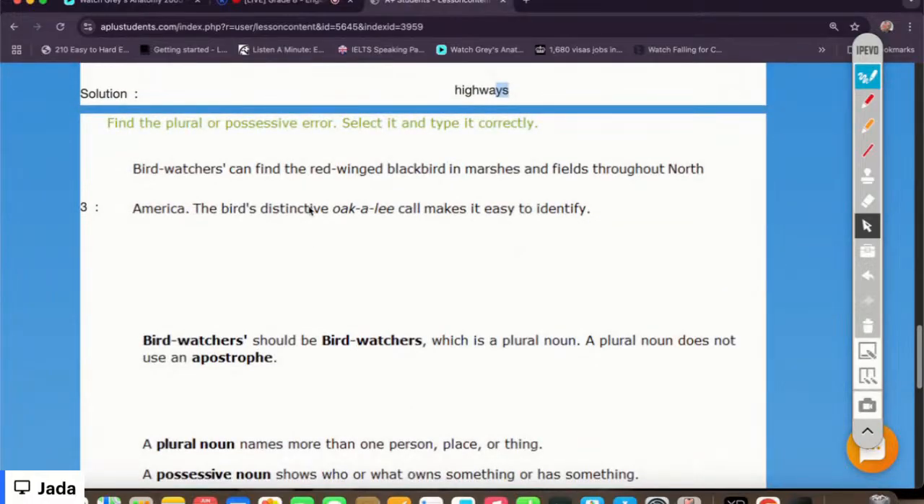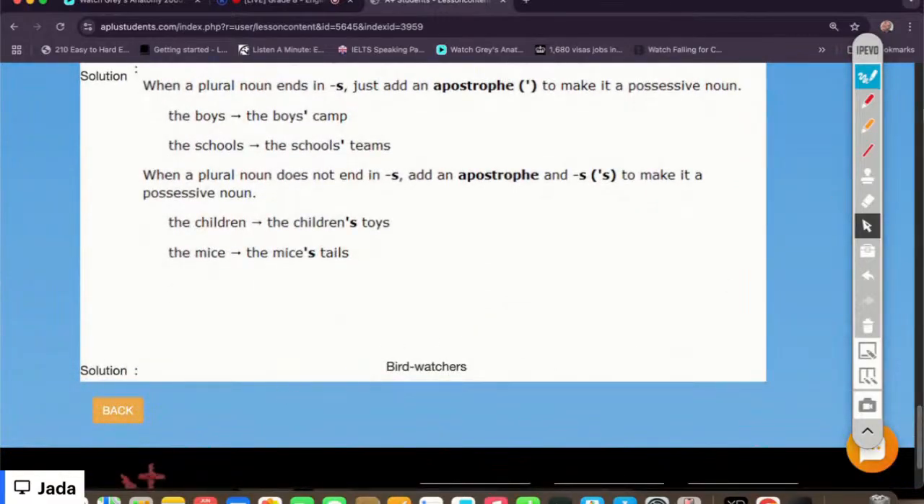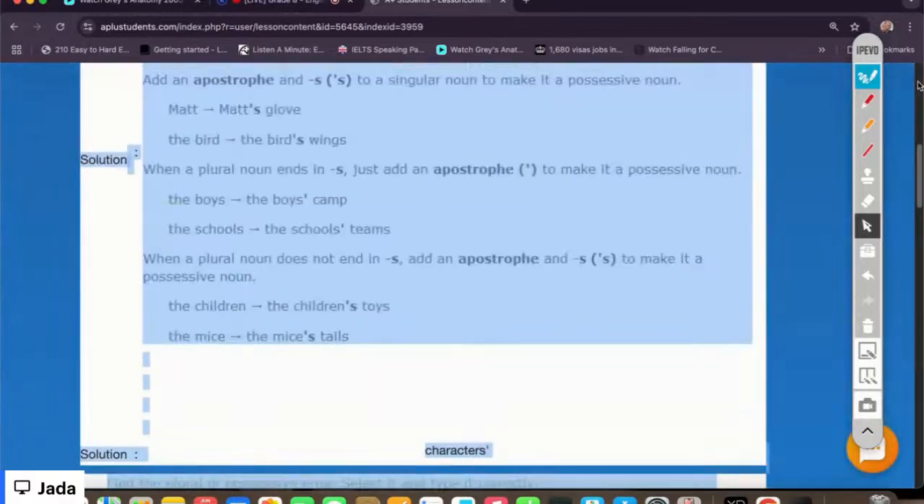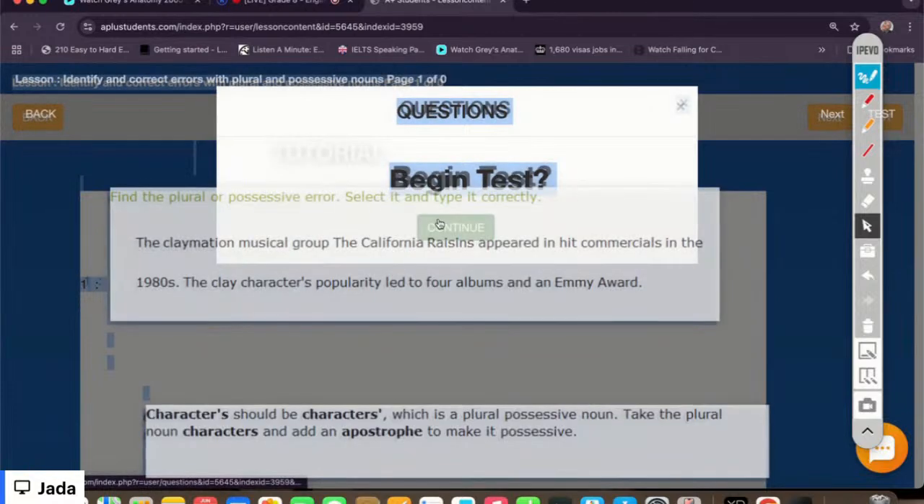So we have: bird watchers can find the red-winged blackbird in marshes and fields throughout North America. The bird's distinctive oak alley call makes it easy to identify. So what's the error here? Bird watchers. So you don't need to make it possessive. Okay? So moving on to the test, you can share your answers with me.